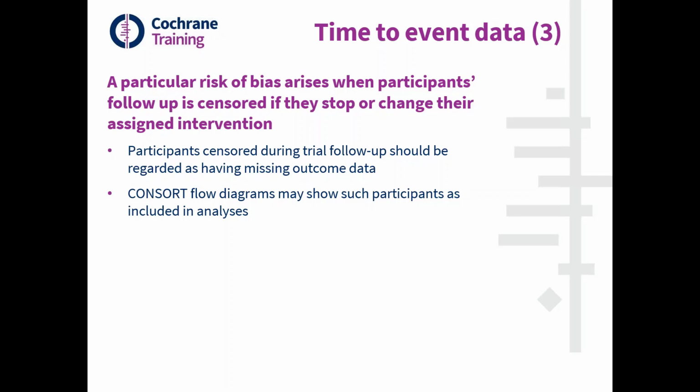So sometimes, and we've seen this, for example, in cancer trials, participants who deviate from the protocol are then censored by the authors. They stop follow-up at the protocol deviation. Well, that should not have been done, and participants who are censored during trial follow-up because of protocol deviations should be regarded as having missing outcome data. And you have to be very careful about this and look in the text of the trial report, or perhaps in the methods section, because CONSORT flow diagrams may show such participants as included in the analysis, because some of their follow-up, the follow-up before the protocol deviation, was indeed included.